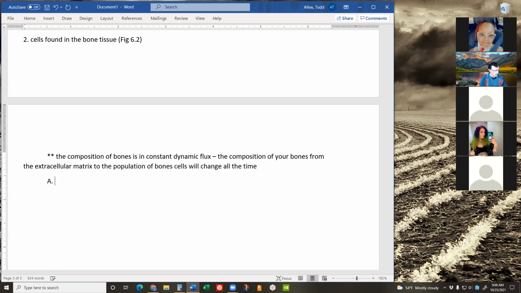So let's talk about the first type of cell on figure 6.2. It's called the osteoprogenitor cell, okay? Osteoprogenitor cells are also known as osteogenic cells. I know it would be very nice if humanity could get its act together and just have one precise term for everything rather than needing to have 12 synonymous terms, but life is messy. It never works that way.